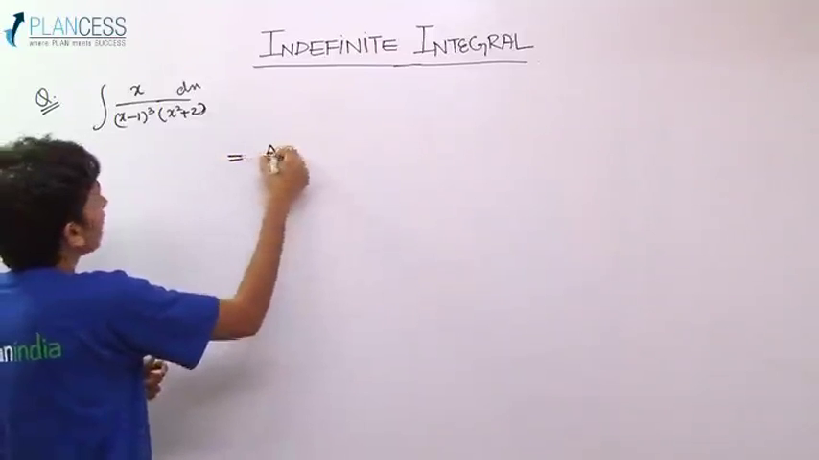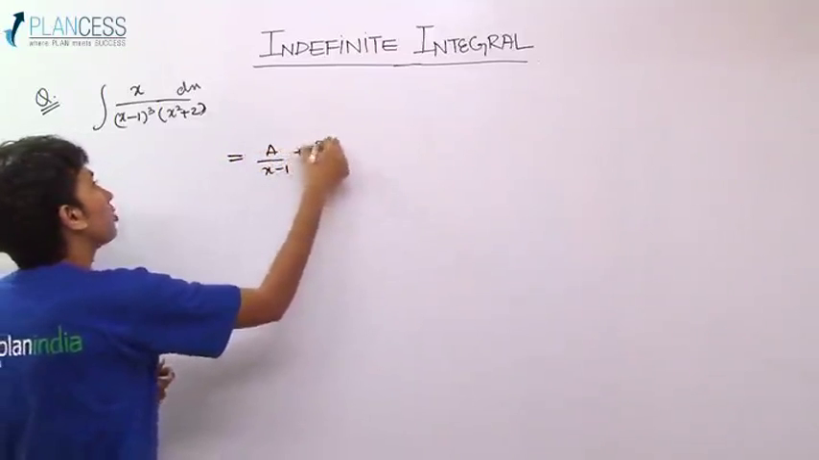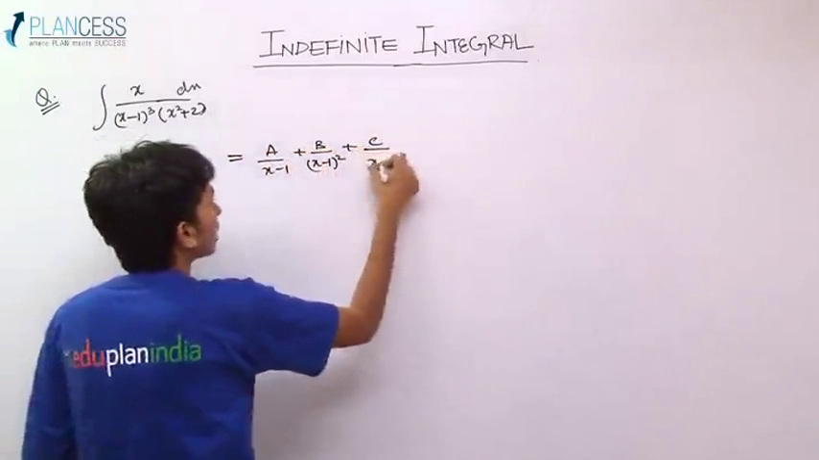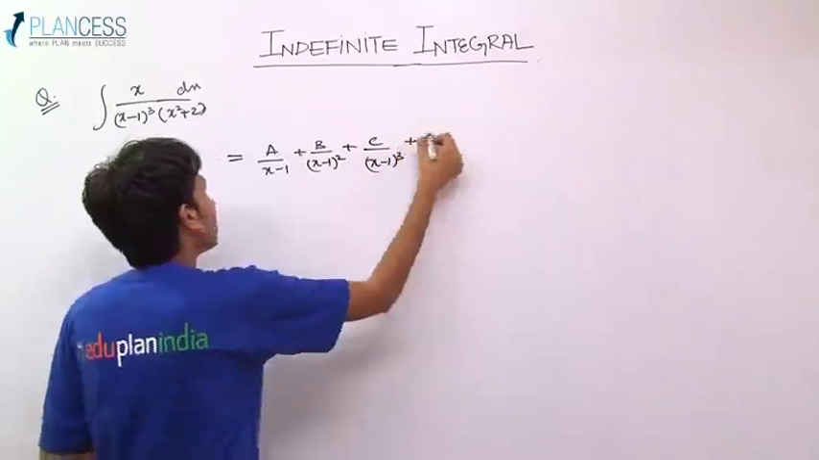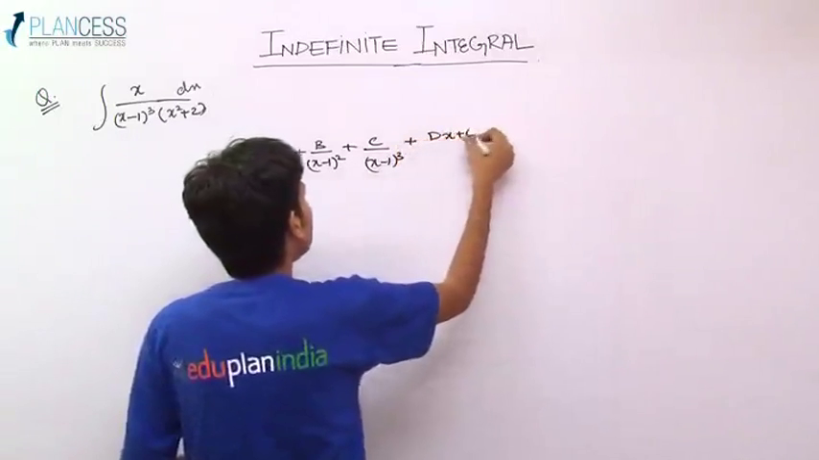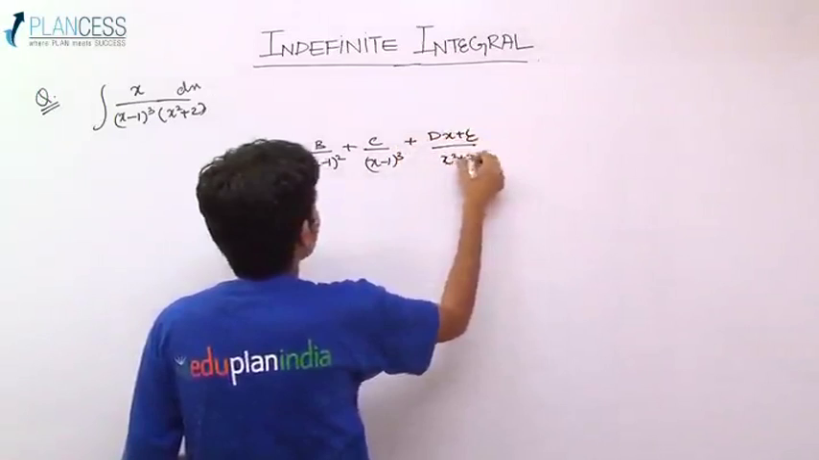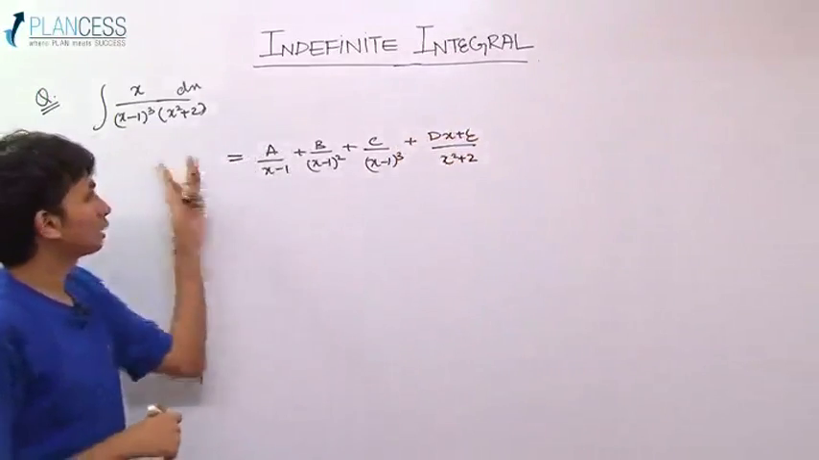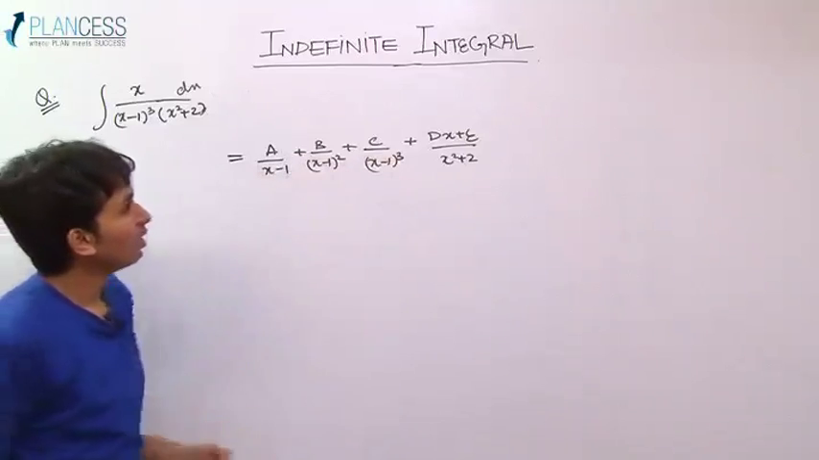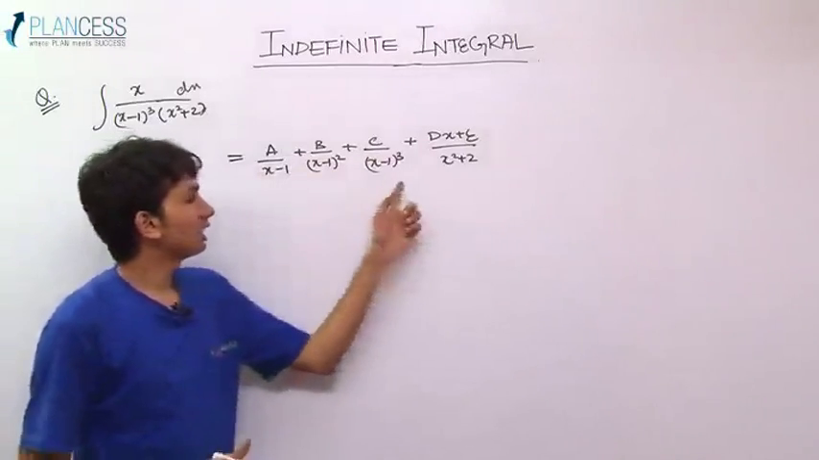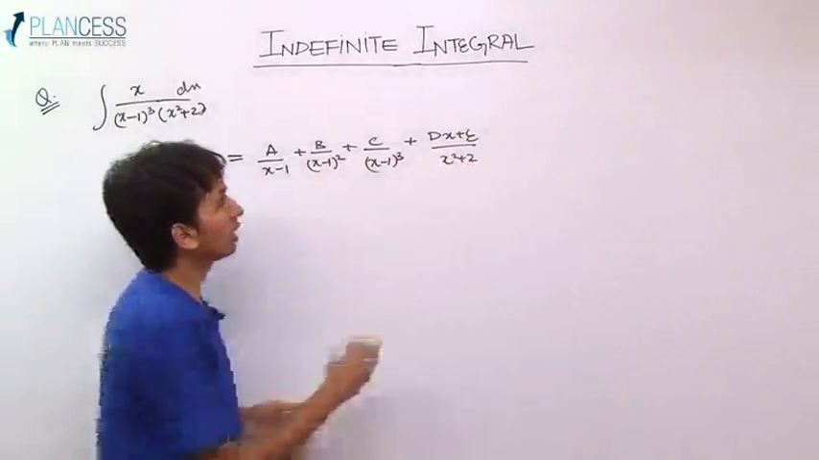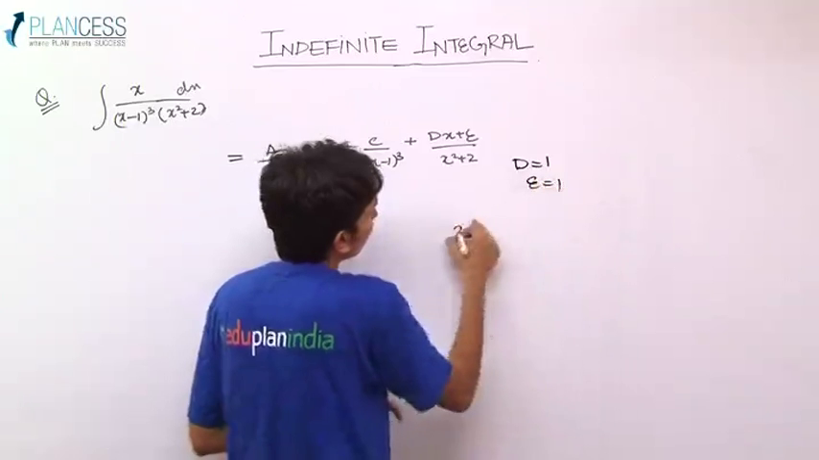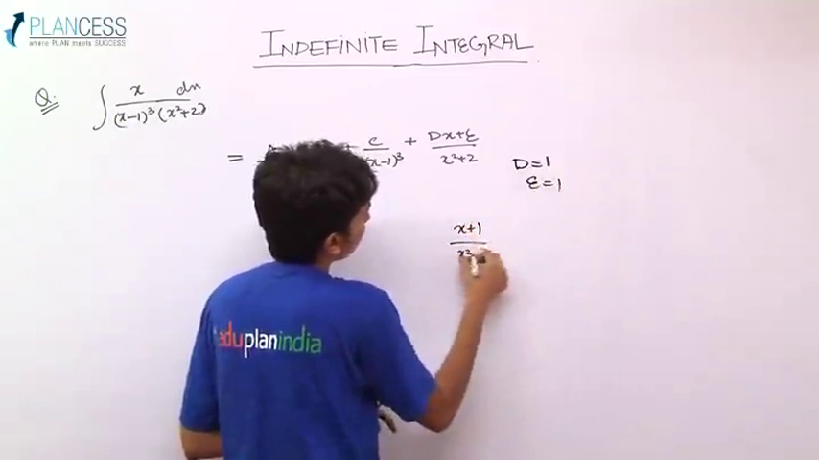This should be written as a upon x minus 1 plus b upon (x minus 1) squared plus c upon (x minus 1) cube plus (dx plus e) upon (x square plus 2). So here you have 5 variables, so it will be quite difficult to calculate, but if something like this was asked, calculate a, b, c, d, e, and obviously these 3 are easy to calculate. Say d comes out to be 1, e comes out to be 1, so you have x plus 1 upon x square plus 2.